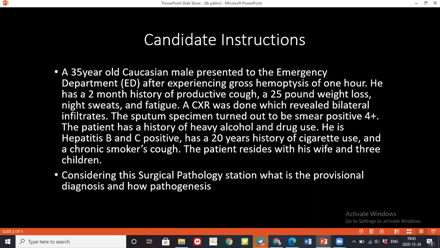If it's an inflammatory cause, can you please tell me what would be the pathogenesis of the disease condition? If it is an inflammatory cause, the pathogenesis can be TB, because pulmonary TB: chest X-ray reveals bilateral infiltrates and the sputum smear is positive. Or you can have ARDS. What would be the pathogenesis?